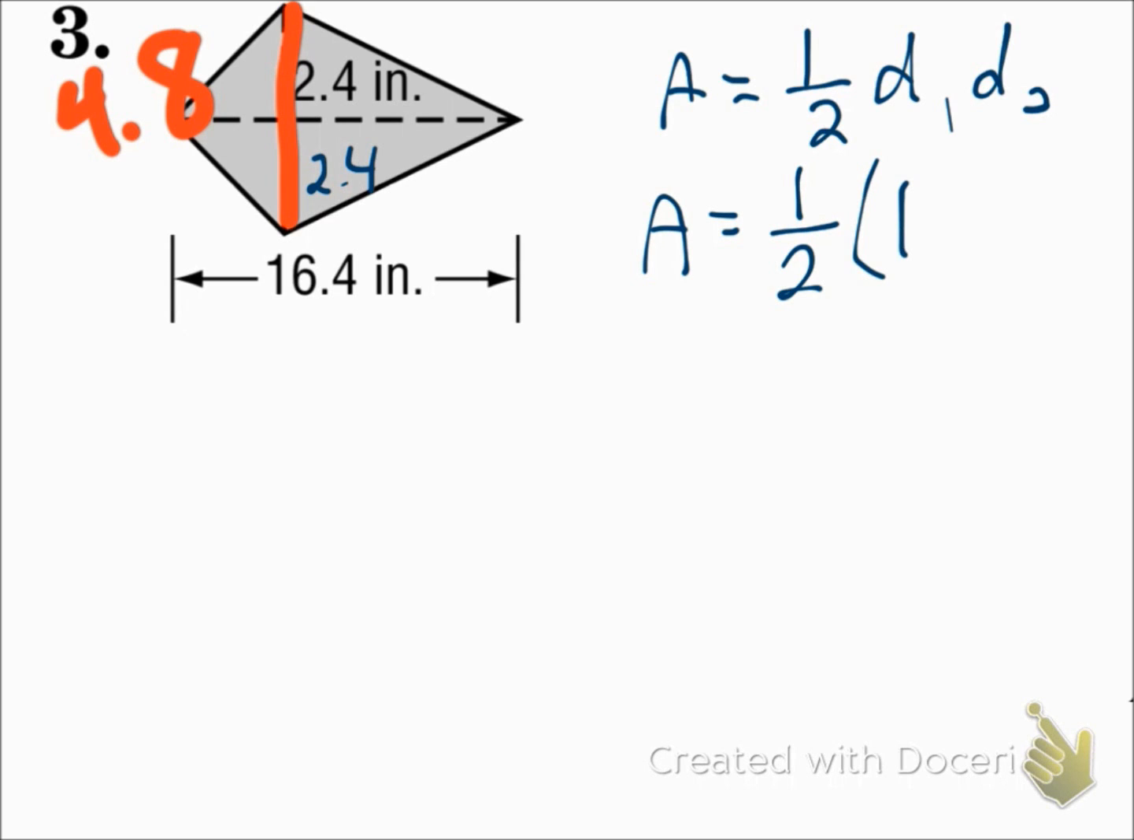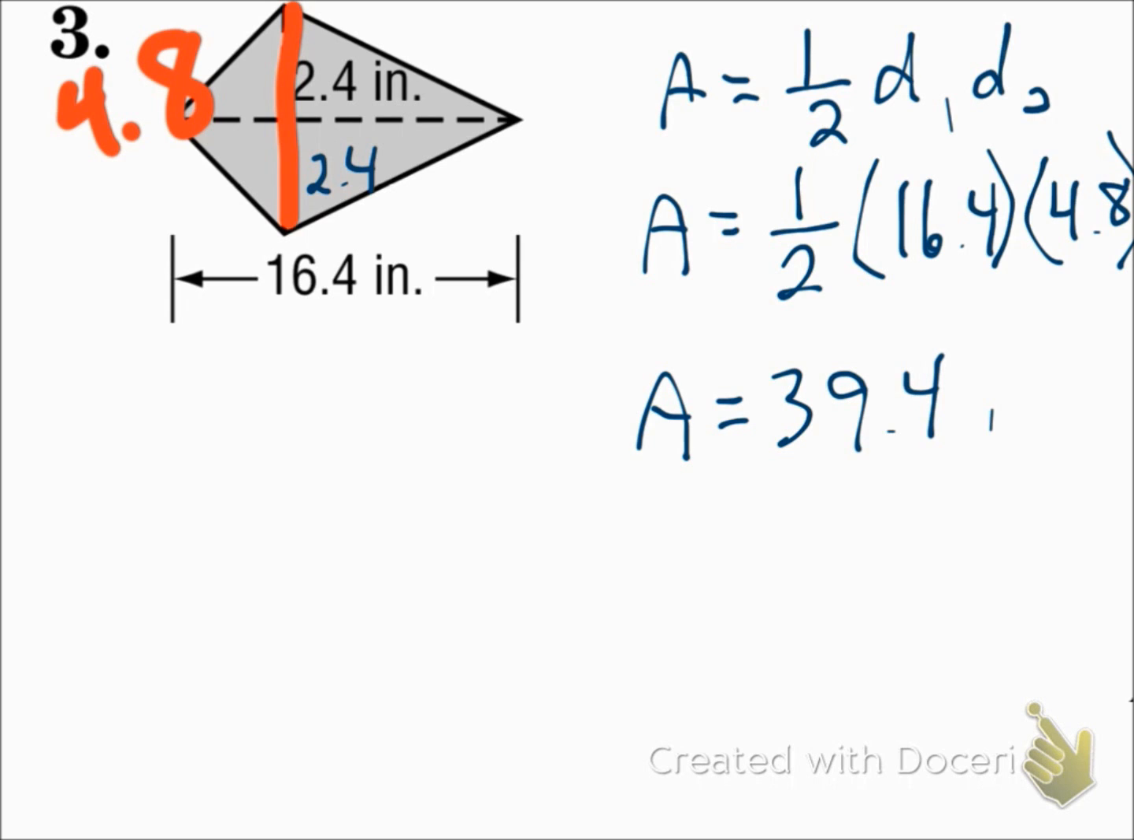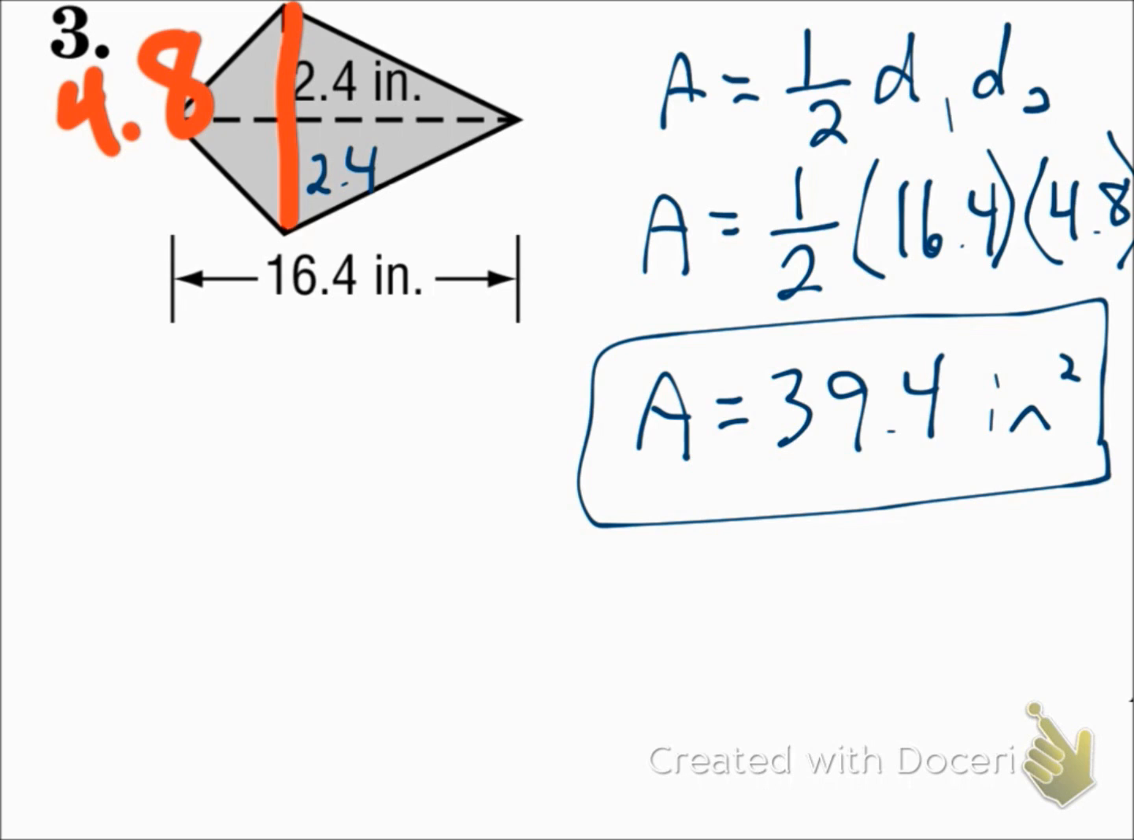Half of 16.4 times 4.8, and that's about 39.4 inches squared. Make sure you substitute the correct piece. Since half of the one diagonal was 2.4, we had to double it to use 4.8 in the formula.